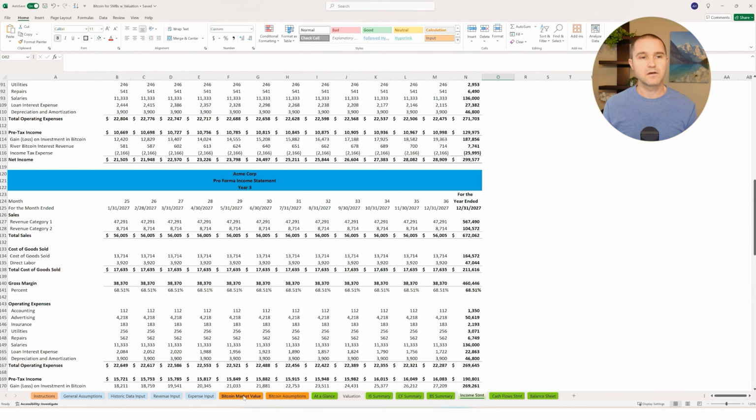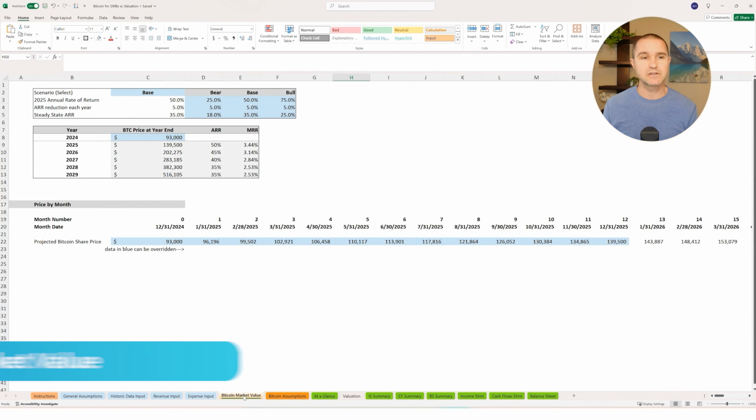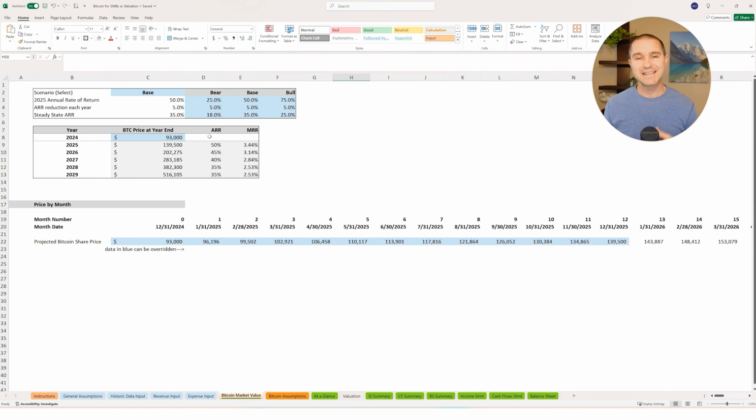There are a couple of Bitcoin specific tabs that I'm going to start with here and show you how you can set different assumptions. And then I'll dive into the details of how to make assumptions for the small business, the operating company itself. So of course, the Bitcoin assumption tabs are both orange, and we can come up here and select a bear case, base case, or bull case, and we can set different parameters, right?